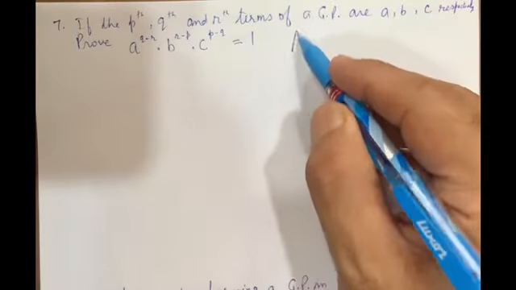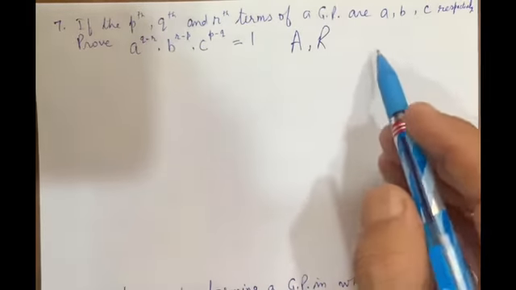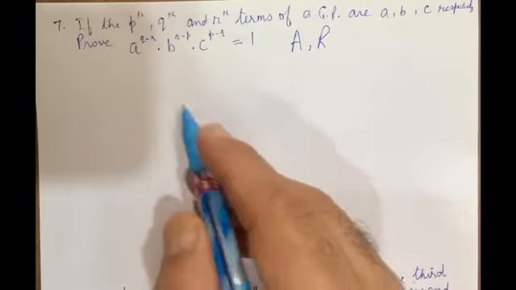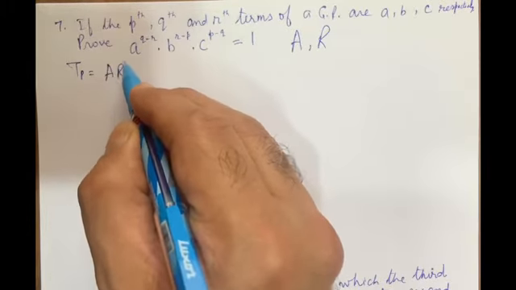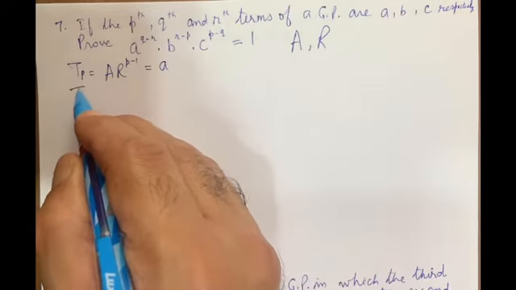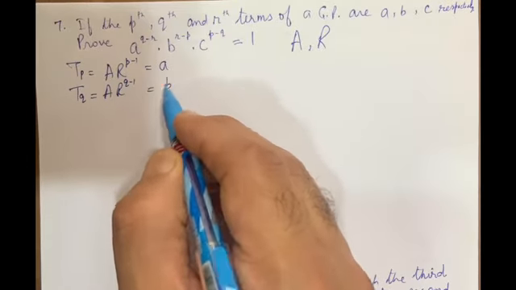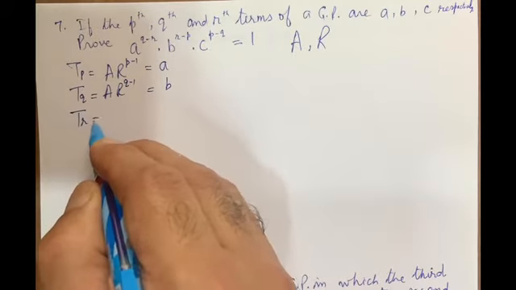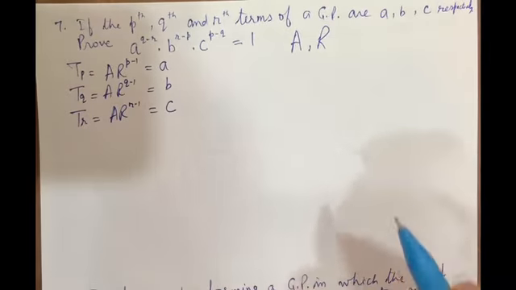Let's say the first term of the GP is a, the common ratio is r. Here small a is the pth term. So we write the pth term is a into r raised to p minus 1. This is a. The qth term a into r raised to q minus 1, that's b. And the rth term a into r raised to r minus 1, that is given equal to c.